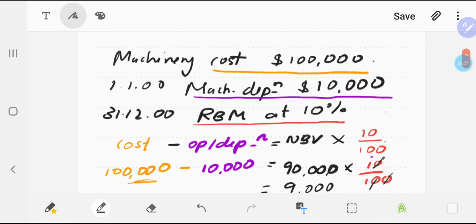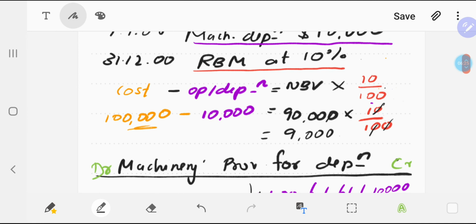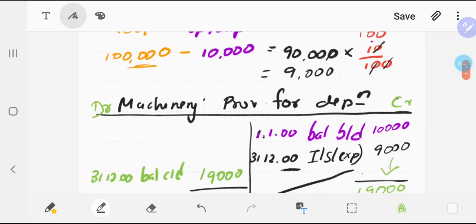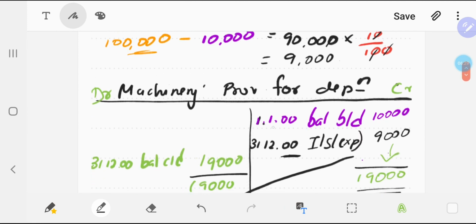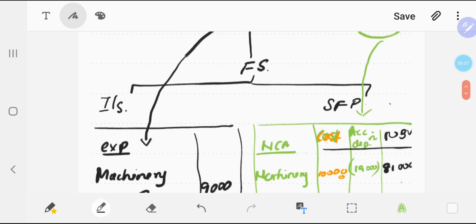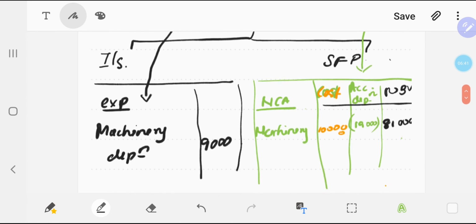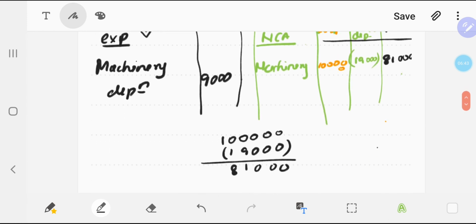Okay, now we have understood the question. We had calculated depreciation using reducing balance method. We posted the opening balance. Then we posted the current year's depreciation, balanced it, found the carried down, brought down value, transferred to the financial statements such as income statement and statement of financial position.